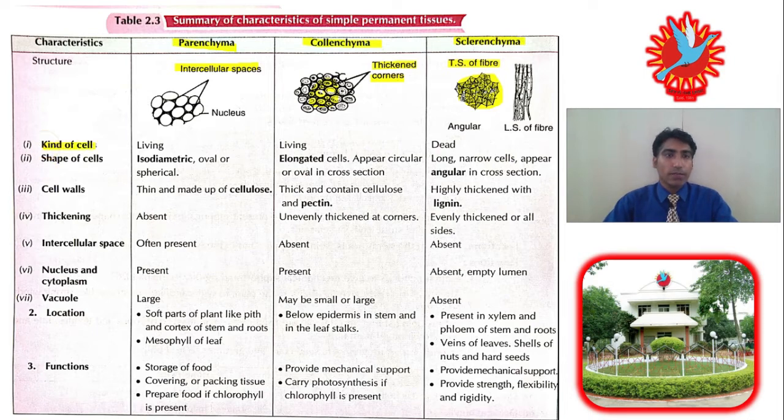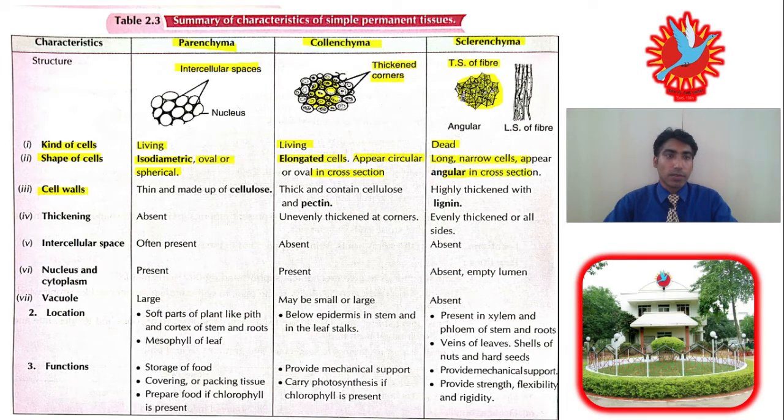Kind of cells: in parenchymatous tissue, living cells are present. In collenchymatous tissue, living cells are also present. But in sclerenchymatous tissue, mature sclerenchymatous tissue has dead cells. Shape of the cells: in parenchymatous tissue, the cells are isodiametric, oval or spherical, whereas in collenchymatous tissue, the cells are elongated, appearing circular or oval in cross section. In sclerenchymatous tissue, cells are long, narrow, and appear angular in cross section.